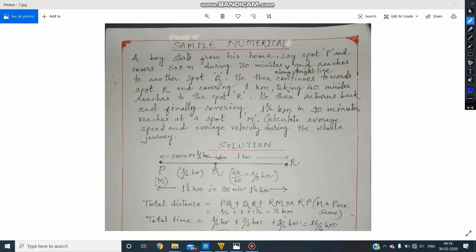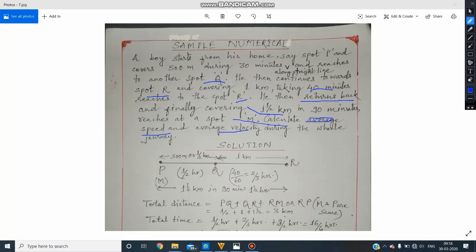Here is a question based on average speed and average velocity. The question says, a boy starts from his home, say spot P, and covers 500 meters during 30 minutes along a straight line and reaches another spot Q. He then continues towards spot R, covering 1 kilometer, taking 40 minutes. He then returns back and finally covering 1.5 kilometer in 90 minutes, he reaches a spot M. What we have to do is calculate average speed and average velocity during the whole journey.